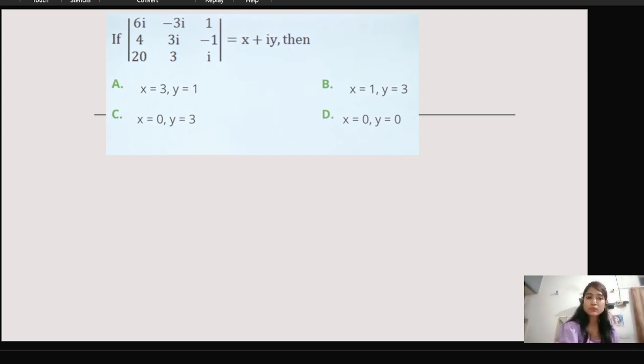Okay, so do one thing, you can do this in the homework. I am just giving you this question in the homework. Just solve this question and write the answer in the comment box. I will check it, and if you are not getting it, I will explain it to you in the next lecture.